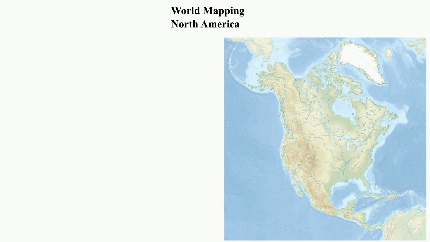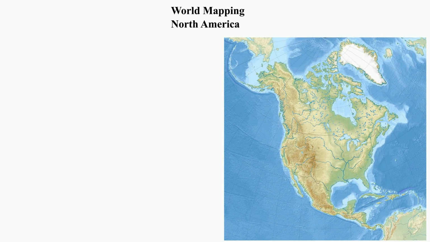So in this world mapping series, we are going to discuss the North American continent. First we will begin with the salient features of the North American continent as a whole. Then we will discuss the salient physical features of the North American continent one by one. Okay, so what are the characteristics of the North American continent as a whole?